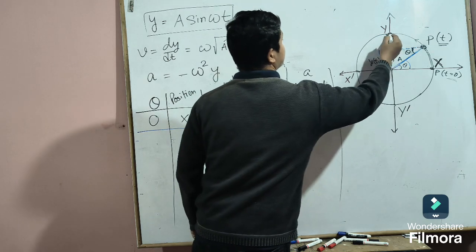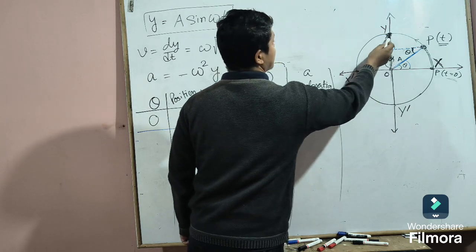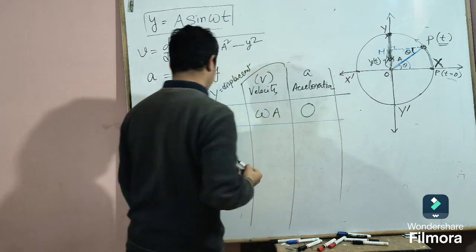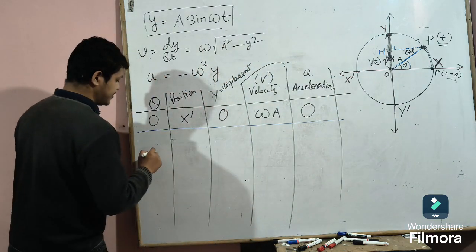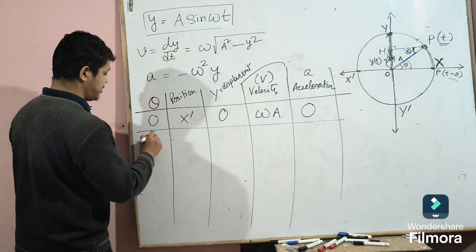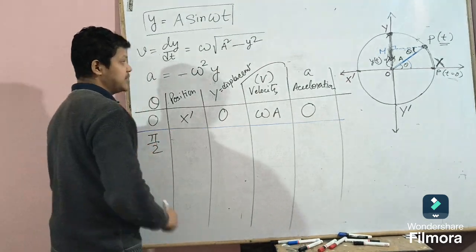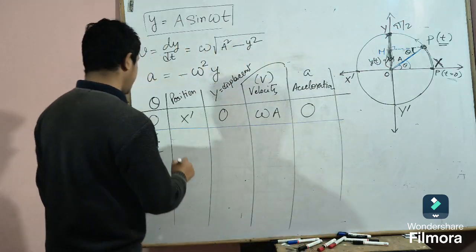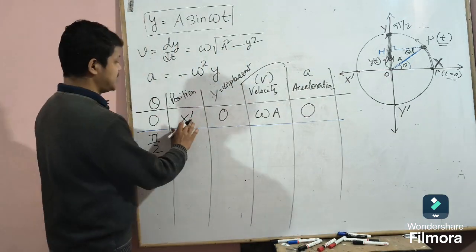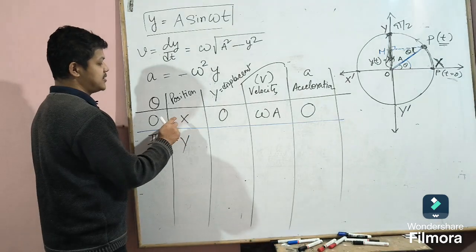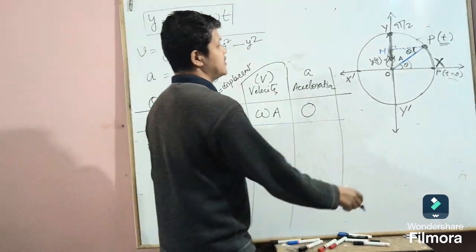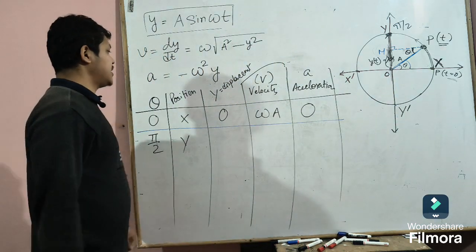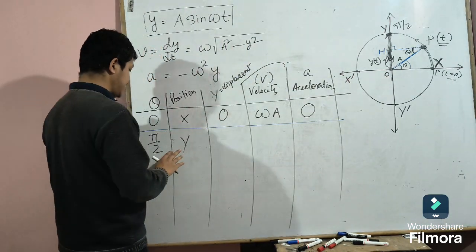When p is at this position, that means m reaches this maximum height, which is equal to the radius of this circular part, that is a. So that means when theta is equal to pi by 2, at this position, the position is y, and sorry, this should not be x dash, this is x, okay? When the p is here, that is x, not x dash, okay? So sorry for the mistake.